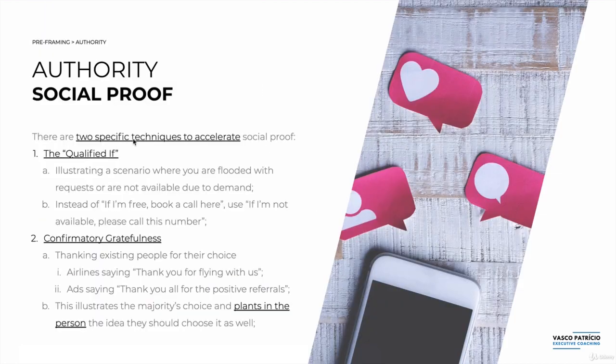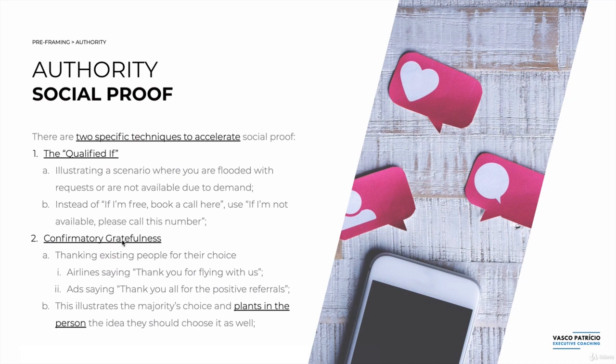Besides just actually obtaining validation from people, there are two more advanced techniques that you can use to accelerate social proof. The first is the qualified if. What you do here is simply illustrate a situation where you have too much demand and are not available. For example, if I'm not free, book a call using this number. Or if there are no free slots on my calendar, please reach out to my assistant. What this does is illustrate the scenario of you being too busy and validated in the person's mind, even if it never actually happens, or if there is a low probability for it.